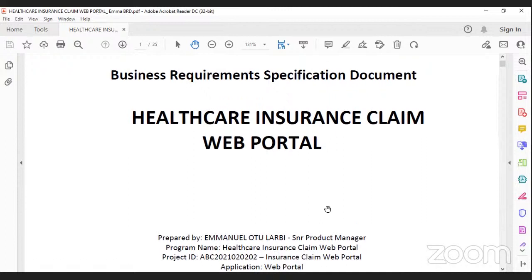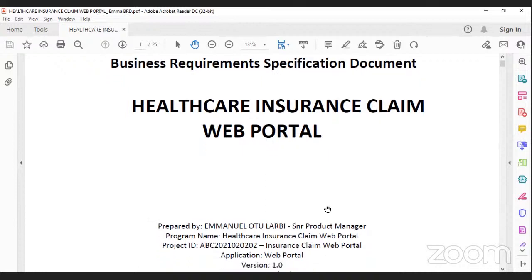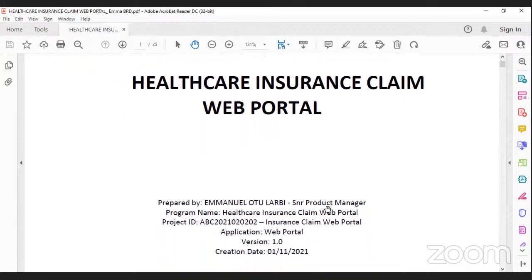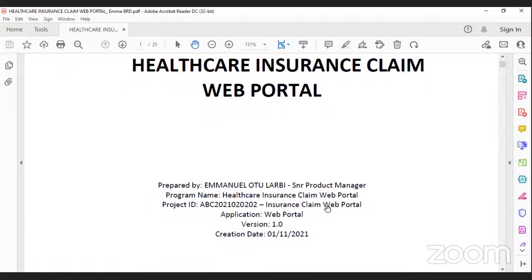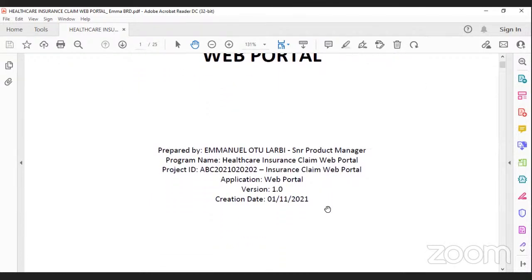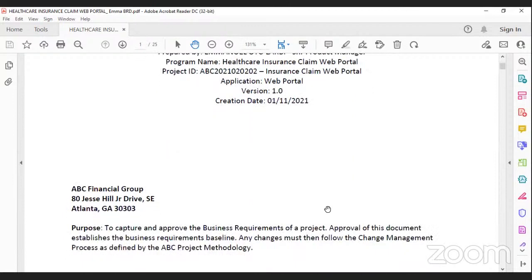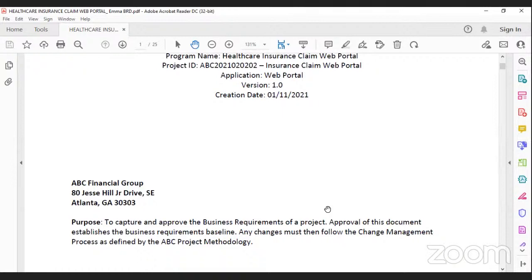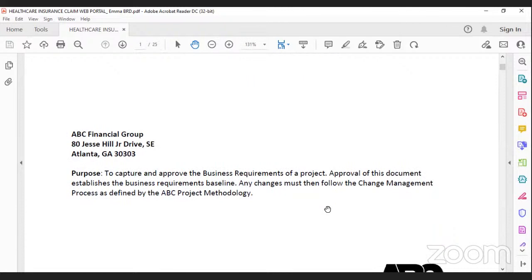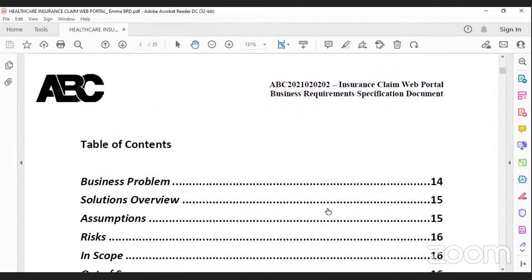Yes, so this is a business requirements document, and it's on the healthcare insurance claim web portal, prepared by the senior product manager Emmanuel Tulabi. The version is 1.0, and the creation date is November 1, 2021. ABC Financial Group is located at 80 Jersey Hill Drive in Atlanta, GA 30303. The purpose of this document is to capture the business requirements of a project, and we are saying here that for any change management to occur, you have to refer to this ABC project methodology, and you can't do anything without consulting this very document.